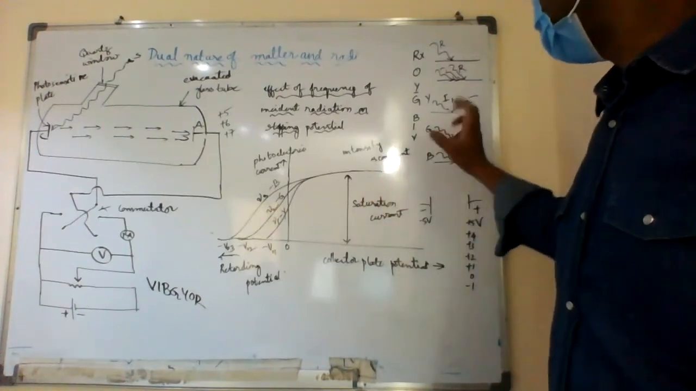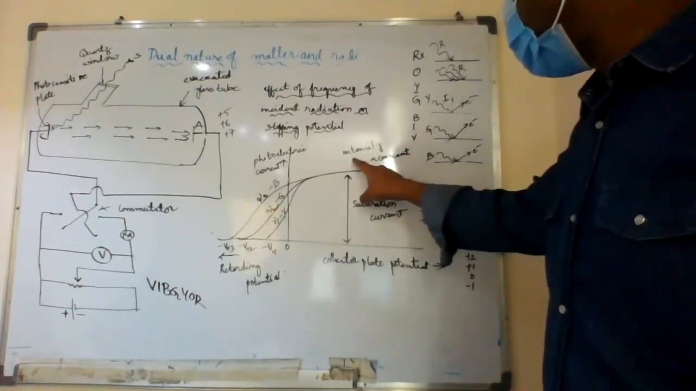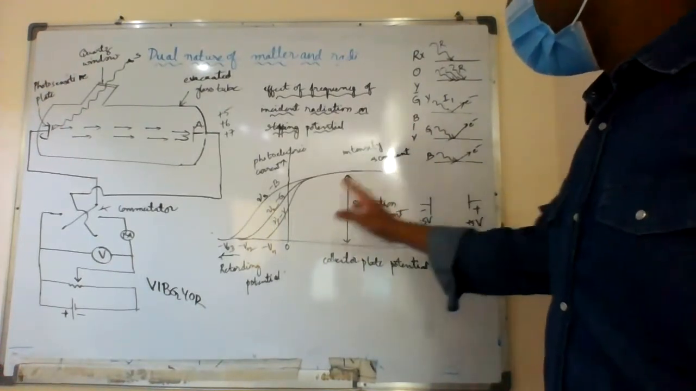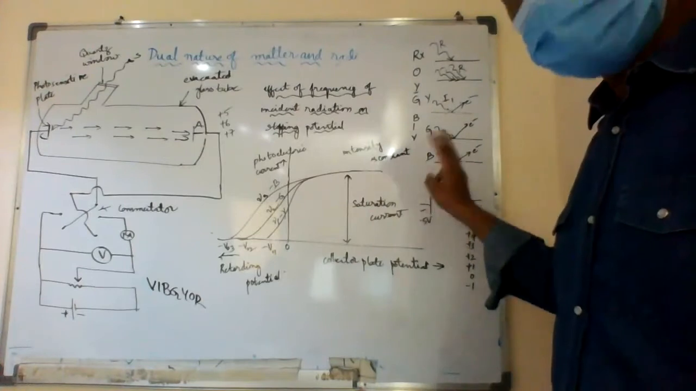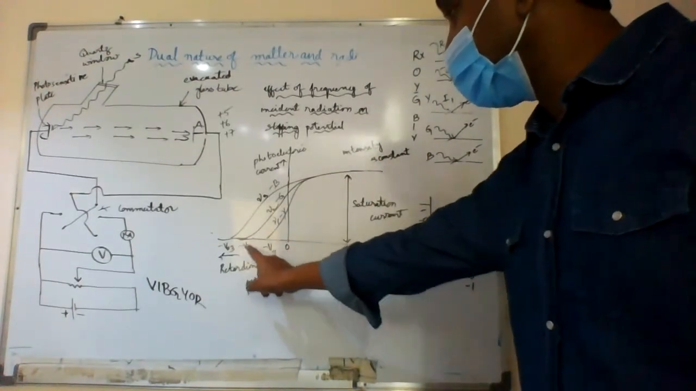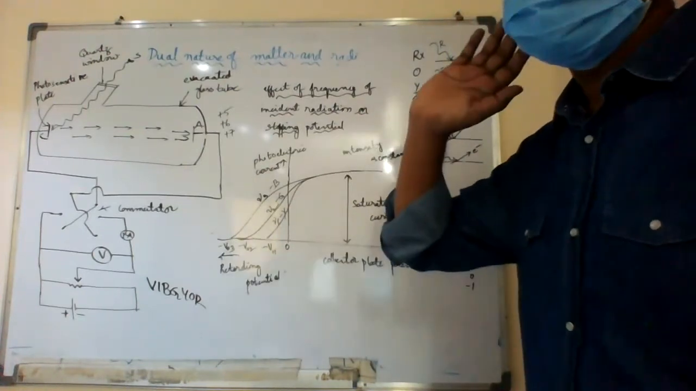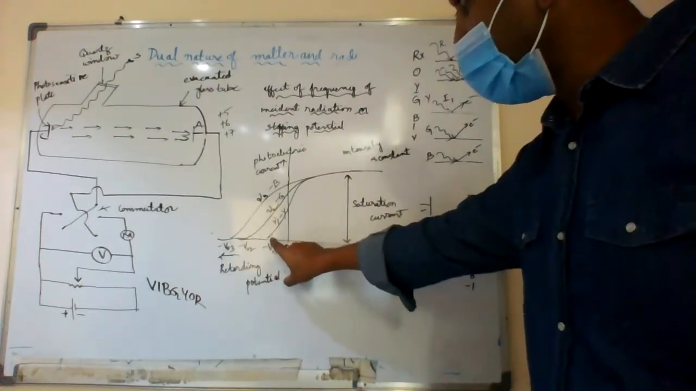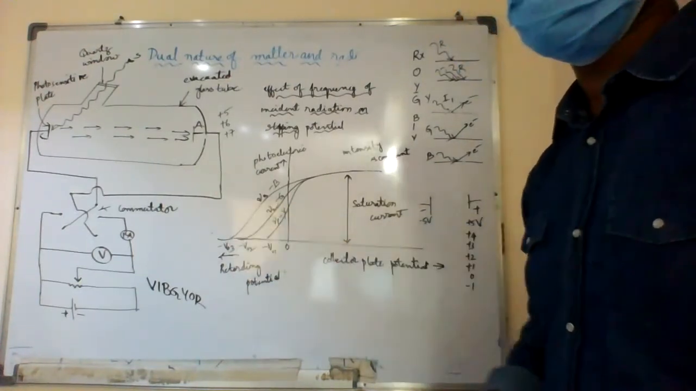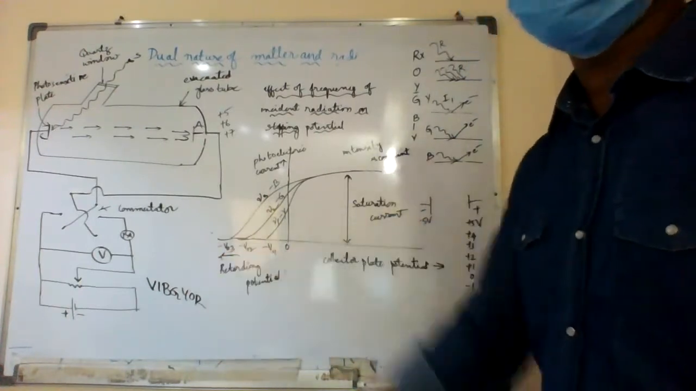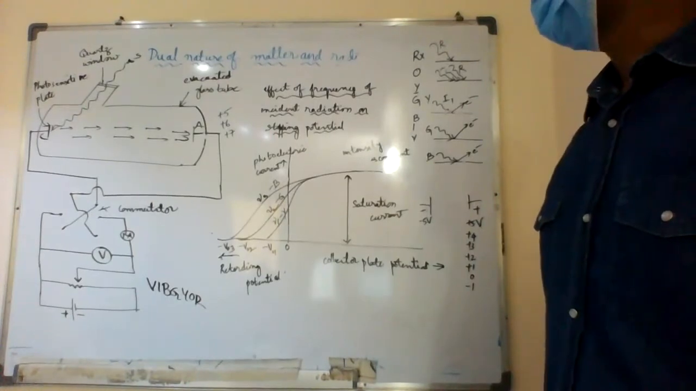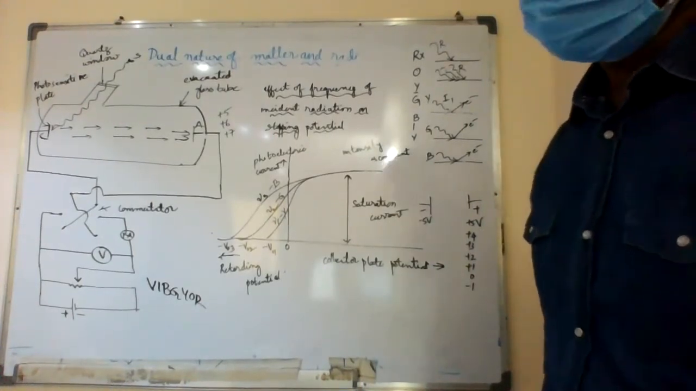Once again, see here, when we fix the intensity, for any frequency but same intensity, saturation current is same, but the stopping potential or retarding potential varies. Is it clear? So the lower frequency will have low negative and the higher frequency will have more negative. This is less negative, this is more negative. That's it. This is about the effect of frequency of incident radiation on stopping potential.